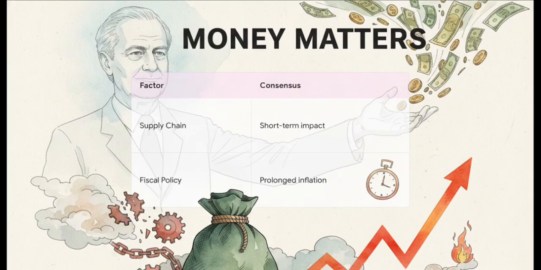Look at surveys of top economists conducted by the University of Chicago Booth School during the recent inflation surge. While they absolutely acknowledged that the global supply chain crisis caused short-term pain, there was a deep consensus that the combined effect of highly stimulative fiscal and monetary policies posed a severe risk of prolonged higher inflation. So the money, it seems, still matters deeply.